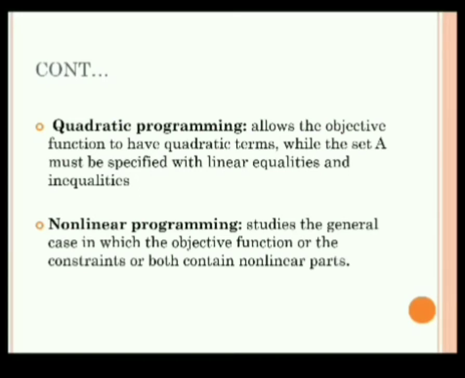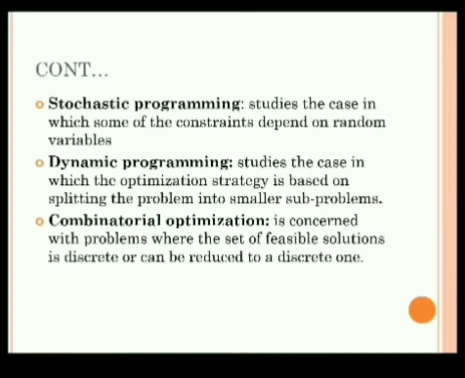It allows the objective function to have quadratic terms while the set A must be specified with linear equalities and inequalities. Nonlinear programming is the general case in which the objective function or the constraints or both contain nonlinear parts. Next, stochastic programming: some of the constraints depend on random variables. Next, dynamic programming studies the case in which the optimization strategy is based on splitting the problem into smaller sub-problems.